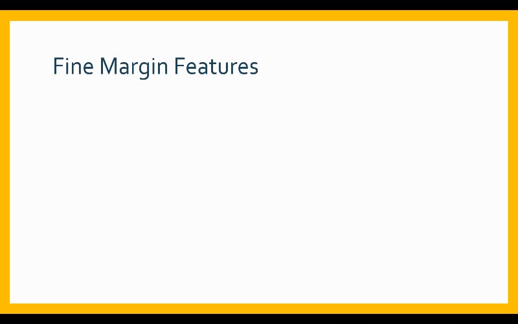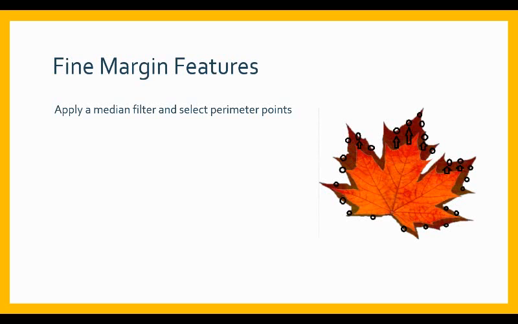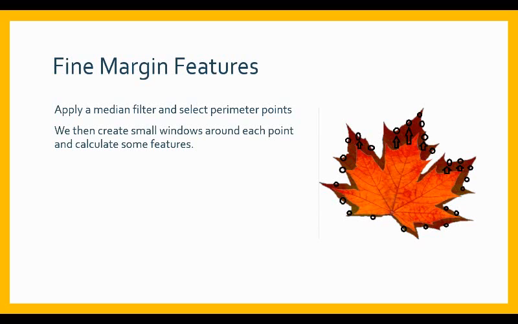To extract the margin features of a leaf, a median filter must first be applied to the binary leaf image. We then acquire a smooth version of the leaf shape and select n evenly spaced out points. These points are then used to calculate the corresponding point on the original leaf outline. So in other words, we apply a noise-canceling filter to properly select the points along the perimeter of the original image. At this point, we then create a small window around each perimeter point.